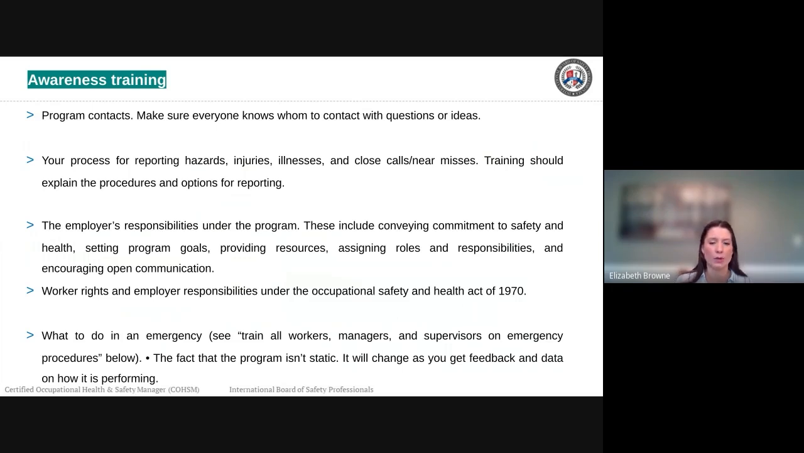It also should include the employer's responsibilities under the program and really communicate well the employer's commitment to safety and health, setting the program goals, providing resources, assigning roles and responsibilities, and how you're encouraging an open door policy and open communication. It should also communicate worker rights under the Occupational Safety and Health Act of 1970, so the OSHA Act, and what to do in an emergency. So we also want to communicate that the program isn't static, so that we're, again, always looking for feedback and input. We want to see how it's performing, and we also are striving for continuous improvement.